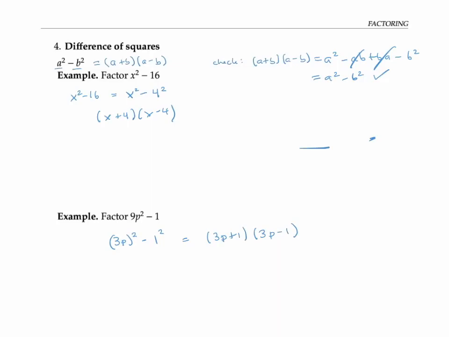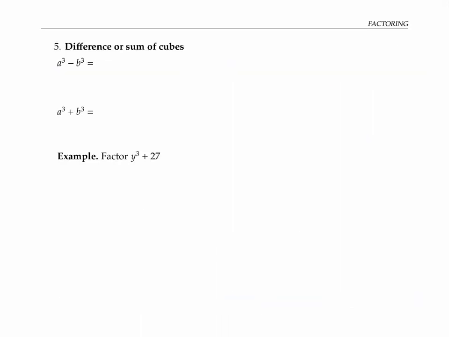Notice that if I have a sum of squares, for example, x squared plus 4, which is x squared plus 2 squared, then that does not factor. The difference of squares formula doesn't apply, and there is no formula that applies for a sum of squares. There is, however, a formula for both a difference of cubes and a sum of cubes.